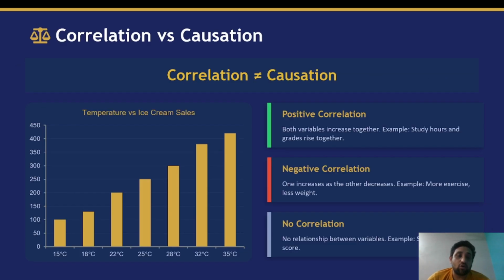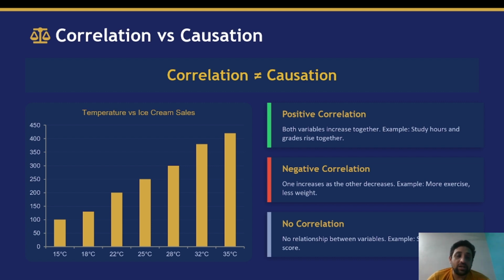Now let's move towards correlation versus causation. One of the most common mistakes in data analysis is confusing correlation with causation. Correlation means that two variables move together, either positively or negatively. For example, as study hours increase, grades may also increase, showing positive correlation. Negative correlation means one variable increases while the other decreases, such as exercise and weight.